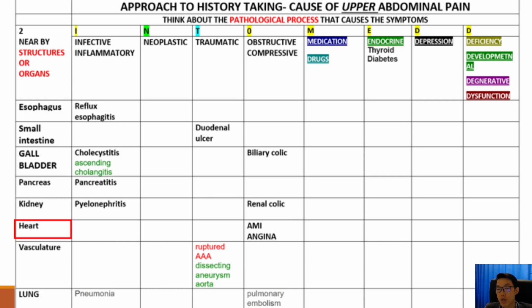Having looked at the abdominal organs, we also have to think about the heart, which can present as epigastric pain, especially so in the elderly population. And the vasculature is equally important. We have to think about the potential of a rupturing abdominal aortic aneurysm or dissecting aneurysm of the aorta. And finally, an infective process in the lung includes pneumonia, and an obstructive process includes PE if it happens in the lung.